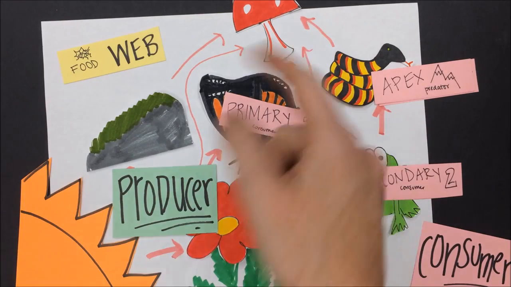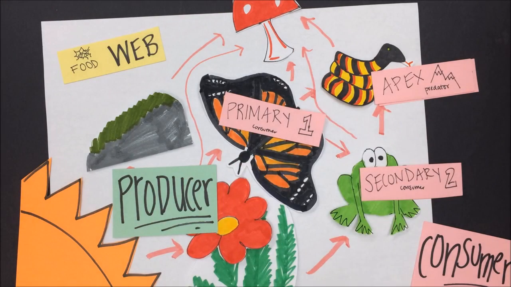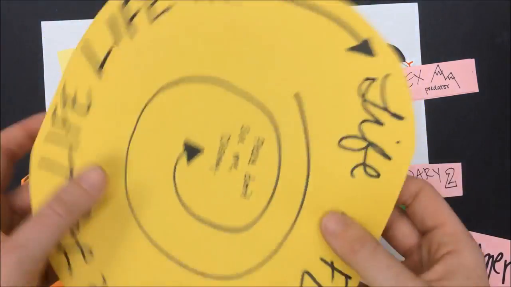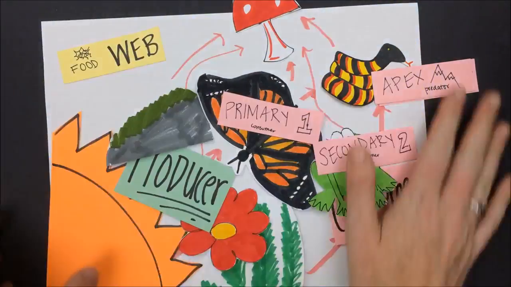Now you might be wondering, why does this mushroom have so many arrows pointing to it? Well, when all of these organisms die, their bodies will be broken down by decomposers such as mushrooms. As we've discussed before, decomposers like mushrooms and other fungi, as well as soil bacteria and some protists, help recycle nutrients throughout the ecosystem in that big cycle of life.